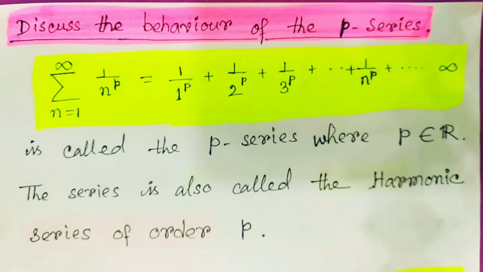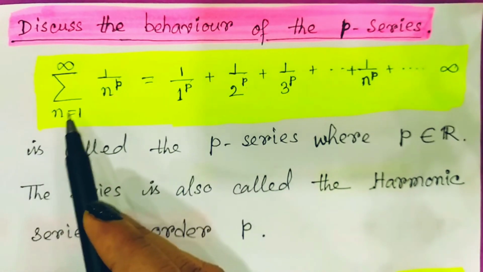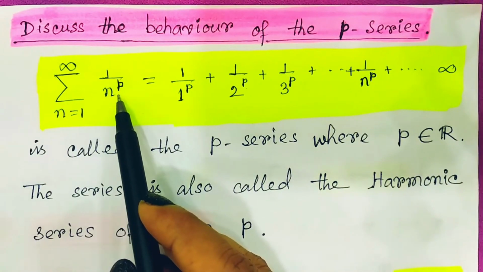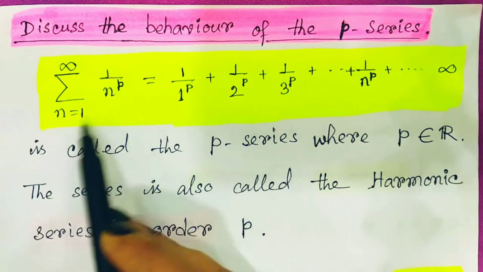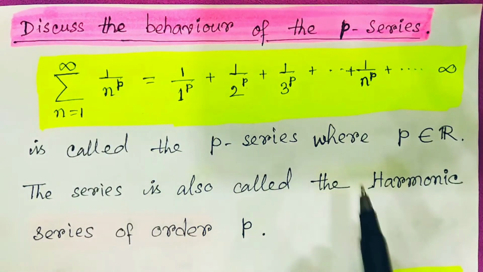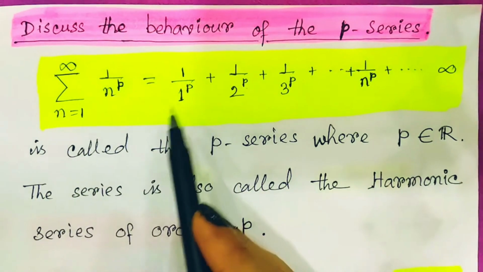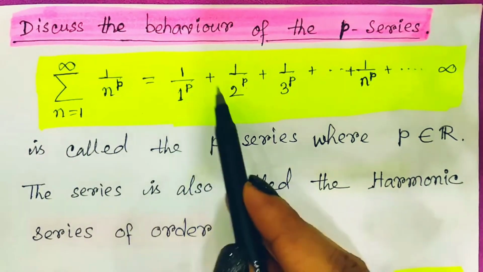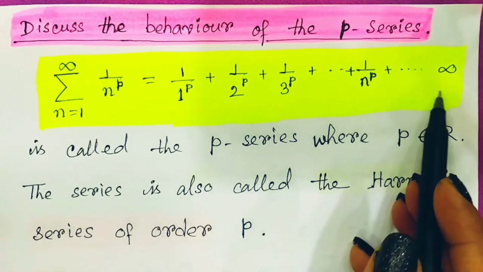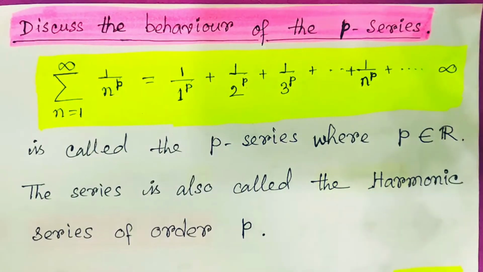So first of all, what is the P series and how does it look, that we should know. The P series is of the form summation of 1 by n to the power of P, where n varies from 1 to infinity and P may be anything. It lies in any real value, that is, the P value may be any real number. So the series is 1 by 1 to the power P plus 1 by 2 to the power P plus 1 by 3 to the power P. In this way, if it proceeds, then this one is called the P series.